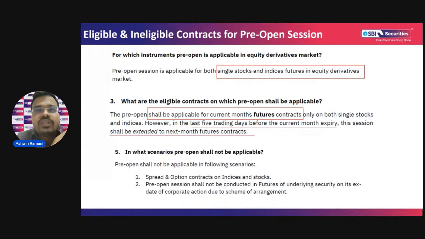मतलब अगर for the first 3 weeks it will be current month, for the 4th week आपका current month भी होगा और next month futures contracts के लिए होगा, not for option contracts. कौन से सिनारियोज है जहां पे प्री ओपन शैल नॉट बी एप्लीकेबल?